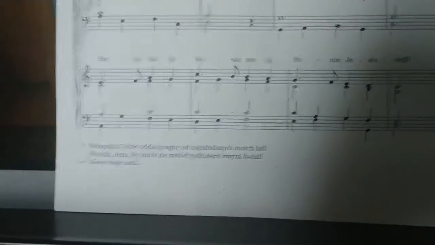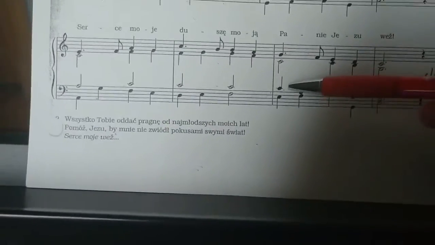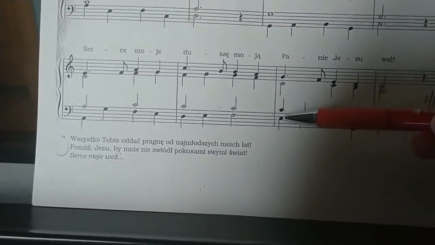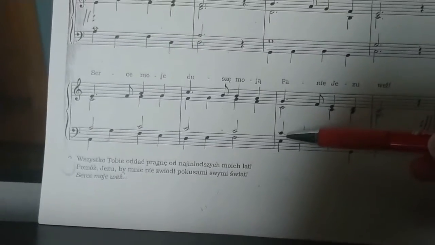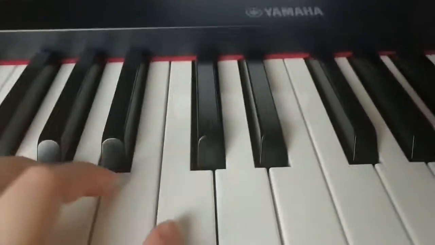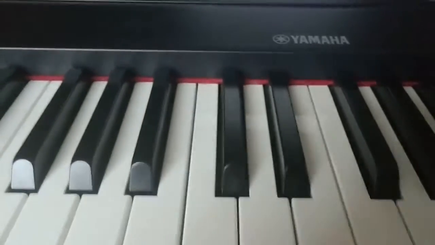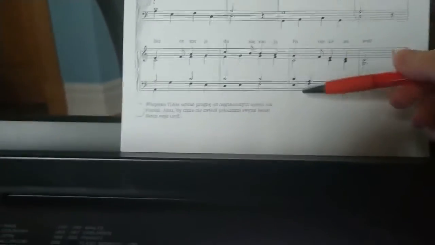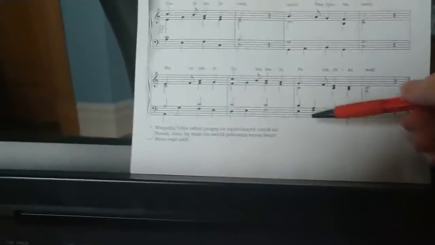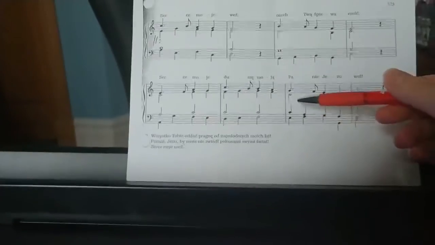But here in the bass clef, this is also middle C, right there. But we would play it with our left hand, like this. So this is where we know where middle C is, right? And knowing where middle C is, we can understand where all the other notes are above or below.